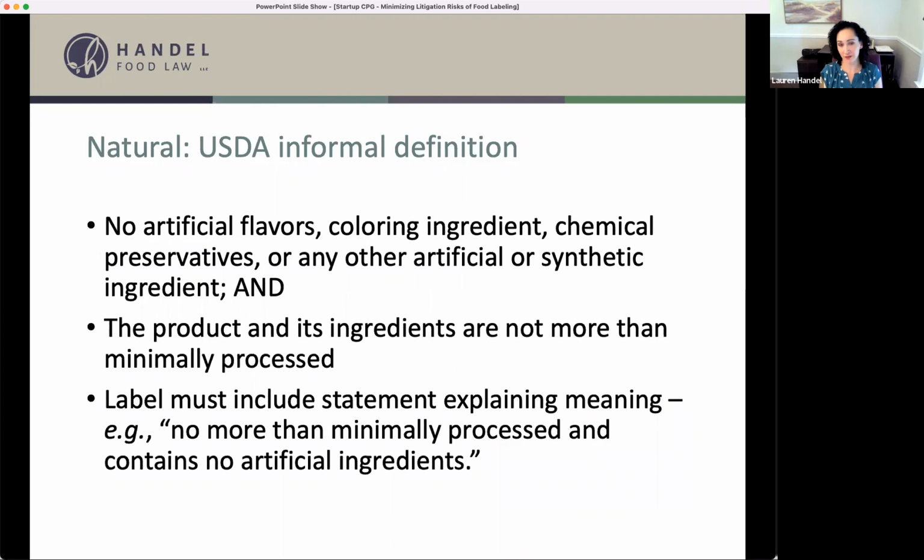USDA also doesn't have a regulation that defines natural, but it has an informal definition in its policies that natural is okay as long as the product has no artificial flavors, coloring ingredients, chemical preservatives, or any other artificial or synthetic ingredient, and that the product and its ingredients are not more than minimally processed. USDA also requires that products labeled as natural have a little disclosure statement explaining what the manufacturer or the brand owner means by that. So for example, no more than minimally processed and contains no artificial ingredients.